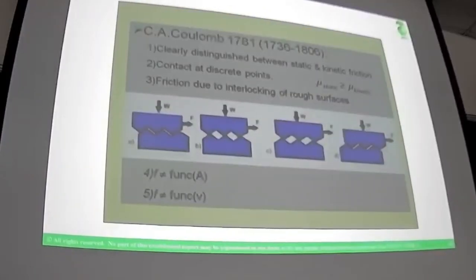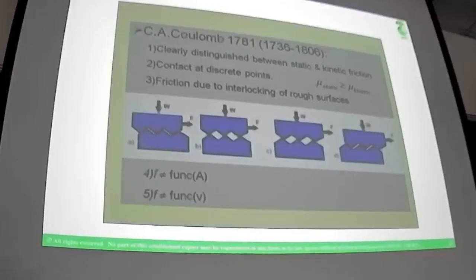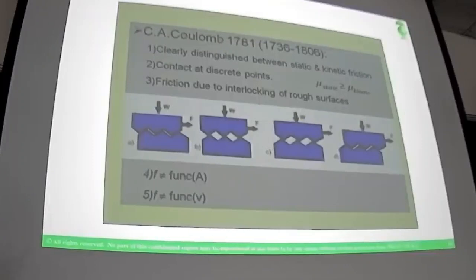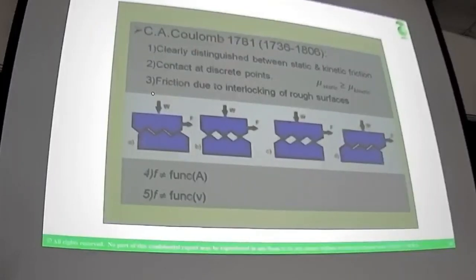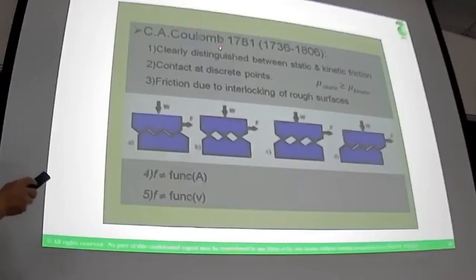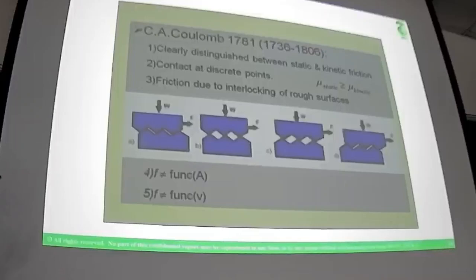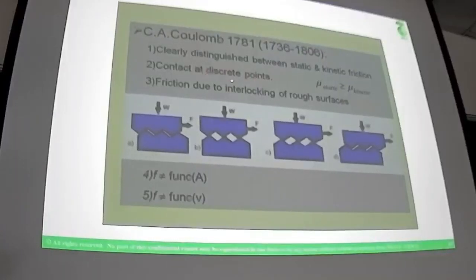And later in 1781, this is another result from Coulomb. So we have three statements he had written down from the observation. The first one is clearly distinguishing between static and kinetic friction. This was obtained by experiment. And the second one, the contact at a discrete point.